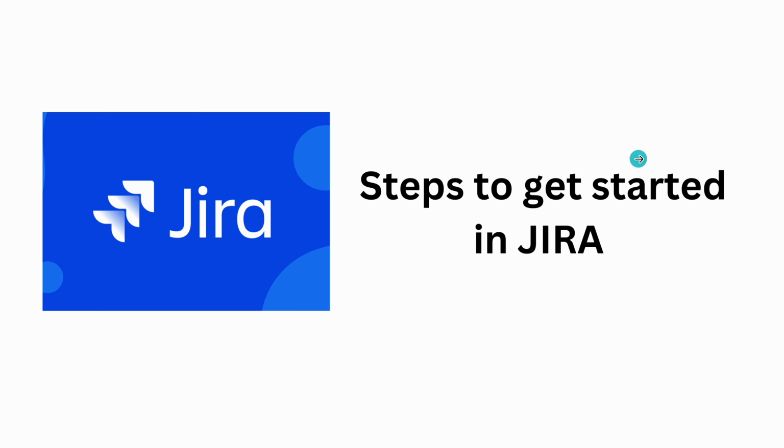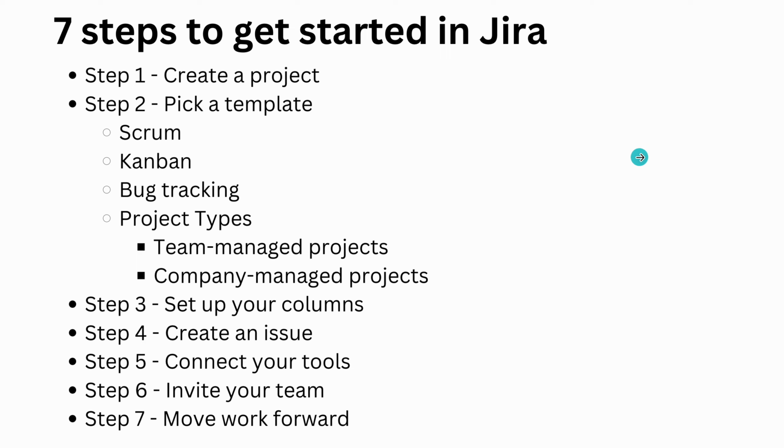So what are the steps to get started in JIRA? Basically there are 7 steps to get started in JIRA. First is to create a project and pick a template. The template can be Scrum, Kanban, or bug tracking. Then we also choose the project type, like team managed projects or company managed projects.